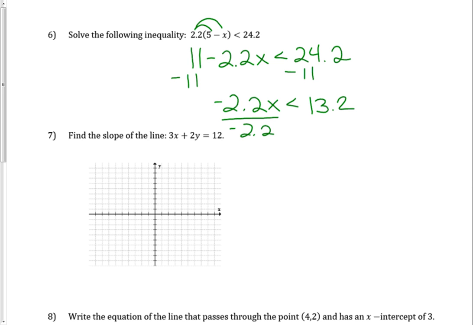When we divide by a negative, we've got to flip the sign. So rather than x is less than, it becomes x is greater than. 13.2 divided by negative 2.2 gives us a negative 6.